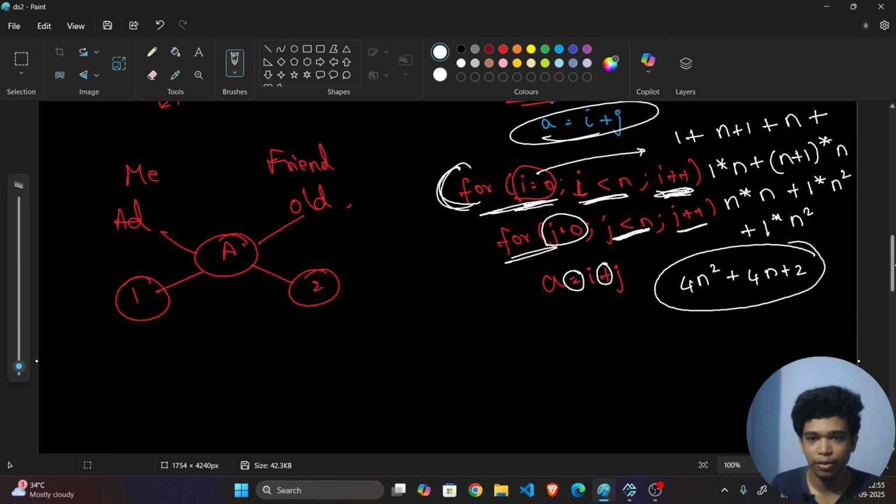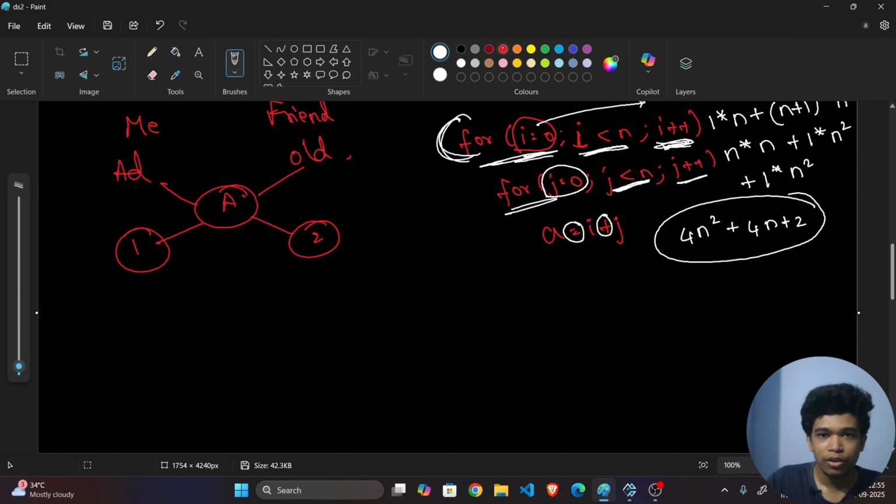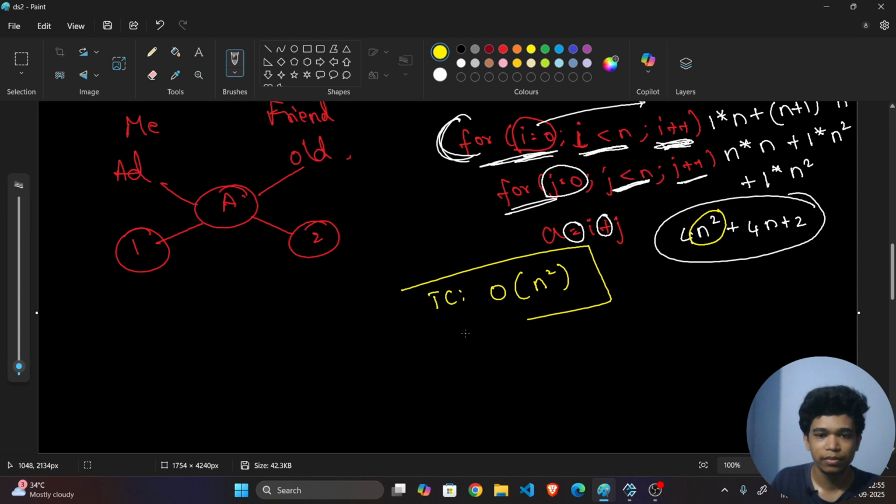Can you understand this? Okay. Now, this is your whole time complexity. But we'll be writing this like what is the maximum order? It is n square, right? It is n square. So we'll be writing big O of n square time complexity. Can you understand this? Right?